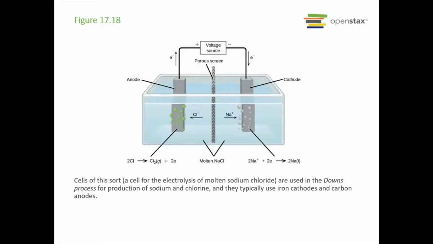Here's what it looks like. So you've got the blue here. This is not water. This is liquid sodium chloride. So this is using the Downs process. It usually uses iron cathodes and carbon anodes. And then you have some voltage source to make this process go.